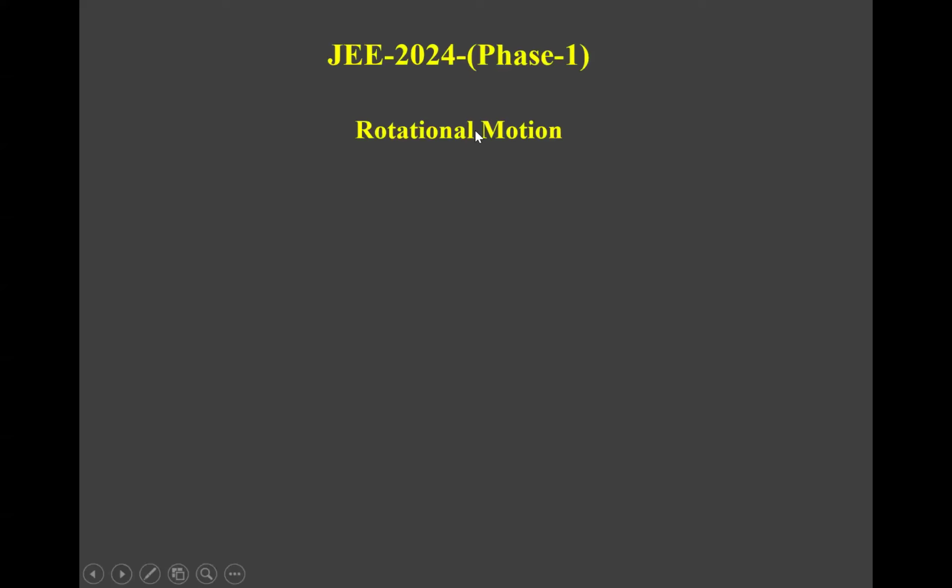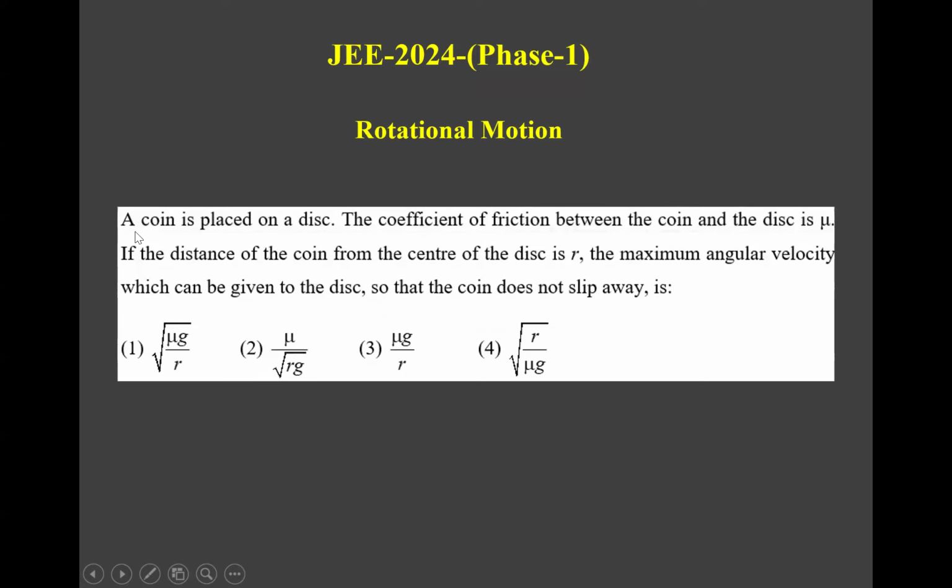Dear students, in JEE 2024 Phase 1, this question was from the chapter Rotational Motion. The question is: a coin is placed on a disc. The coefficient of friction between the coin and the disc is mu. If the distance of the coin from the center of the disc is r, what is the maximum angular velocity which can be given to the disc so that the coin does not slip away?